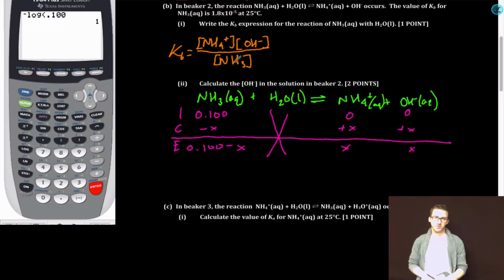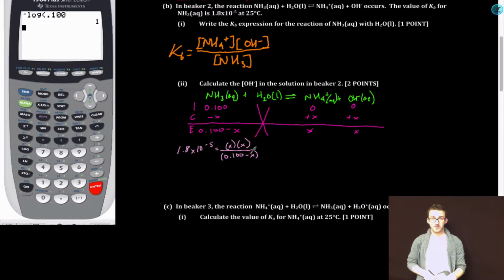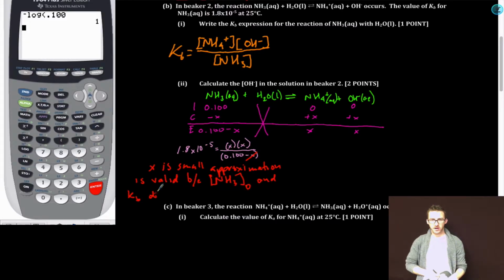We've just written the expression for Kb in subpart I, so now we just need to plug in our equilibrium concentrations that we just determined from our ice table, and plug in the value of Kb that we're given in part B. 1.8 times 10 to the minus 5 equals x times x over 0.100 minus x. All right, to make our life a little easier, we're going to make the x's small approximation, but it's free response. I'm going to make sure that I spell that out. X is small approximation is valid because initial concentration of ammonia and Kb differ by a factor greater than 1,000. So important. Be clear about that.